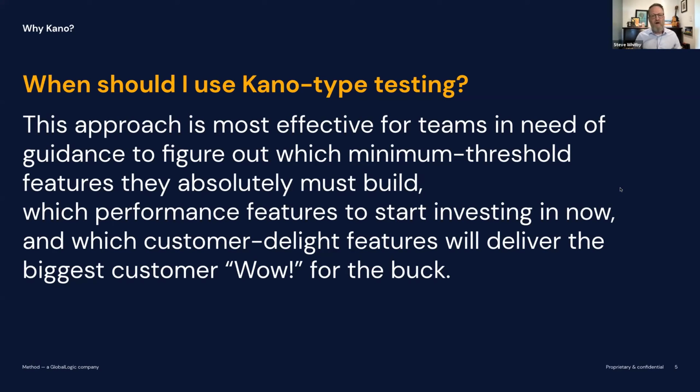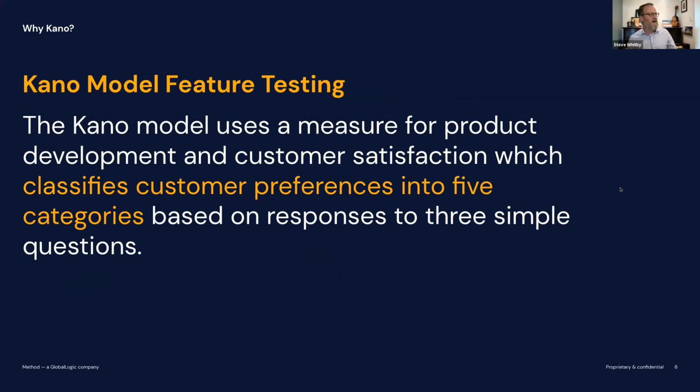I don't think any are more right or more wrong, but for me, this approach is most effective for teams in need of guidance to figure out which minimum threshold features they absolutely must build, which performance features we should start investing in now for the future, and which customer delight features will deliver the biggest customer wow for the buck. The three biggest categories that we want to investigate and discover today are those minimum threshold things that we have to build. What do we invest in for the future in a performance way? And what do we think will absolutely delight our customers?